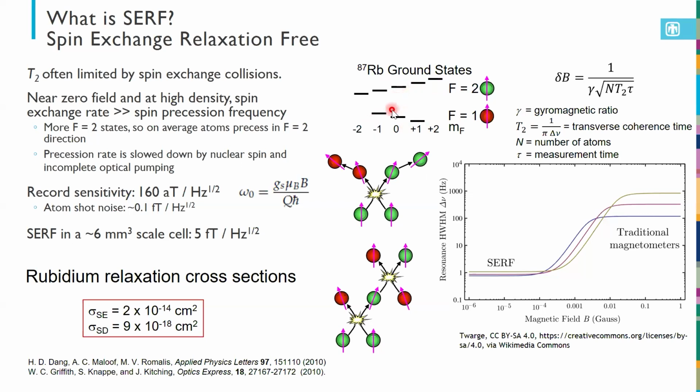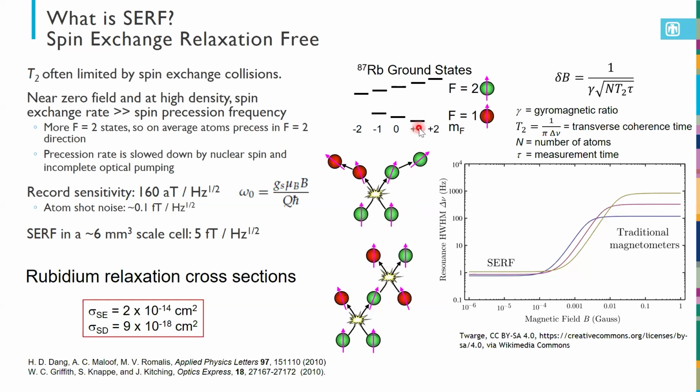But when you go to 0 field and you have a high density of atoms, so the collisions are very fast, but the Larmor precession frequency is very low, then you can get this situation where when the spins collide, they will rapidly toggle between these manifolds of states, and in some sense lock the spins together.